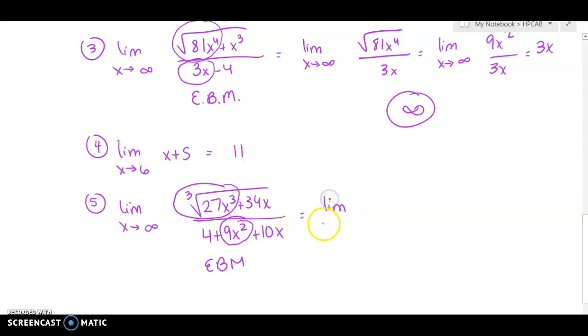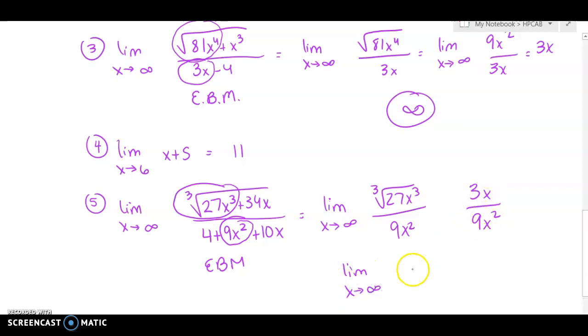So really we're just dealing with the limit as x approaches infinity of the cube root of 27x cubed all over 9x squared. And so when you simplify that, you're going to end up with the cube root of 27, you get 3x all over 9x squared. So really we're doing the limit as x approaches infinity. If you reduce this, you get 1 over 3x.